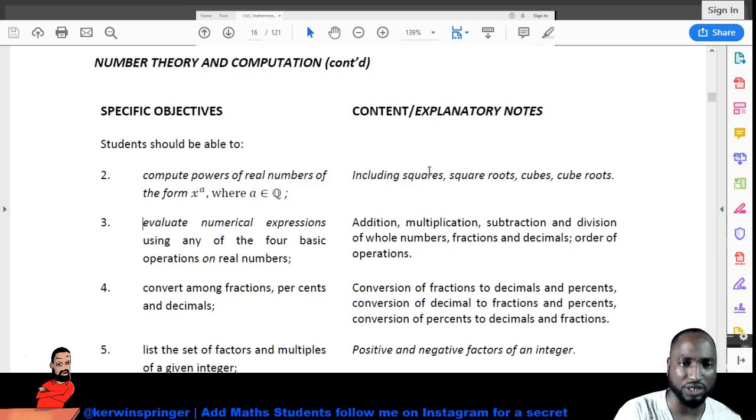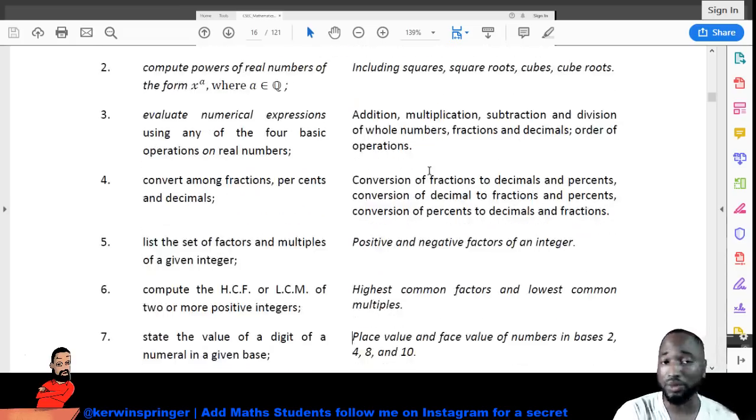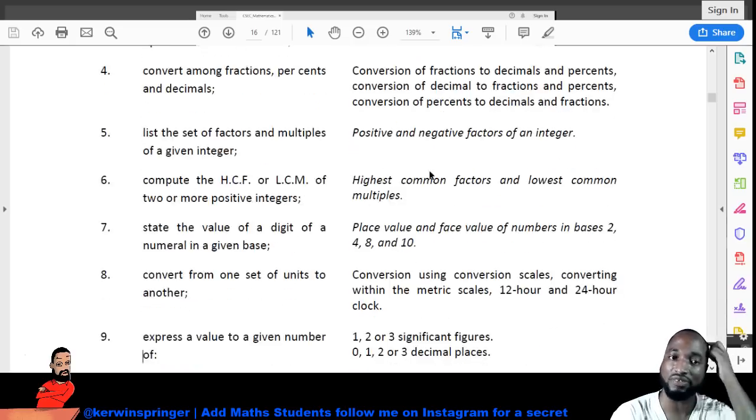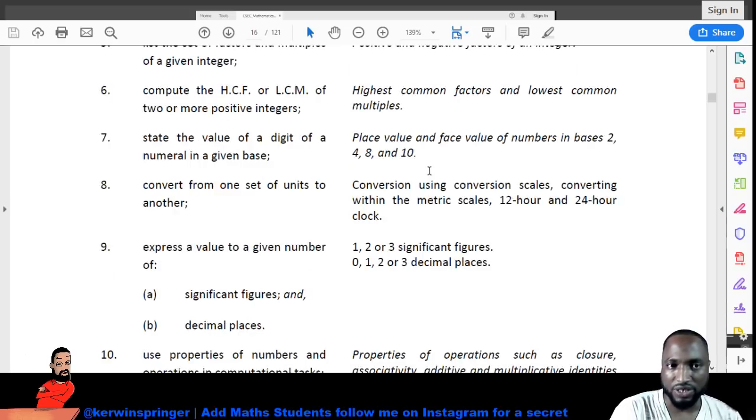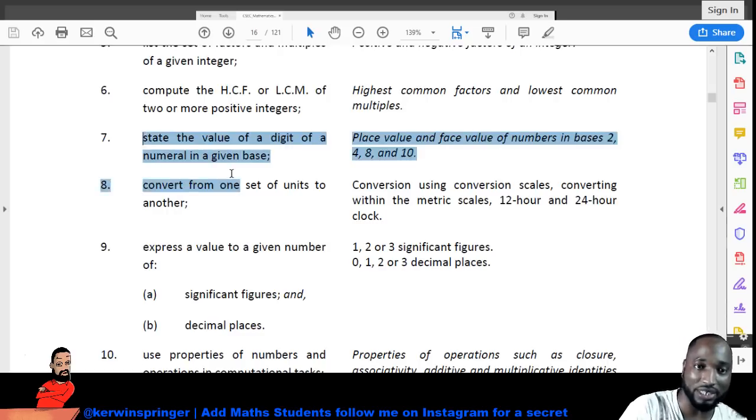Evaluate numerical expressions as number 3, converting fractions to percentages and decimals, all those come in question 1. Factors and multiples, HCF, LCM, you need to understand how to use HCF and LCM. Find the value of a digit of a numeral in a given base. Okay, see this number 7 here, this is important, and hopefully we can get to some of that tonight. Bases, right? And I'll show you what I think CSEC wants you to know for bases, because bases came in January.